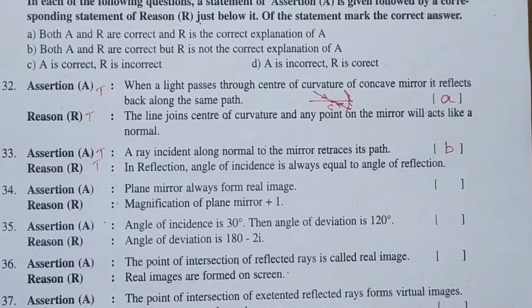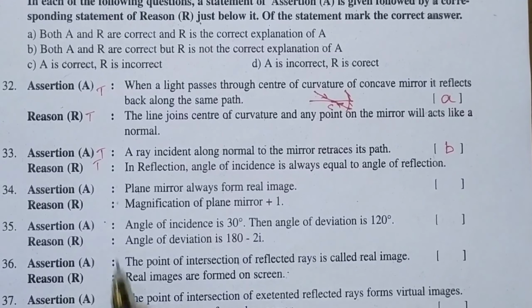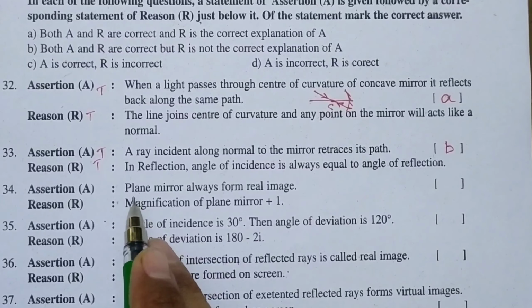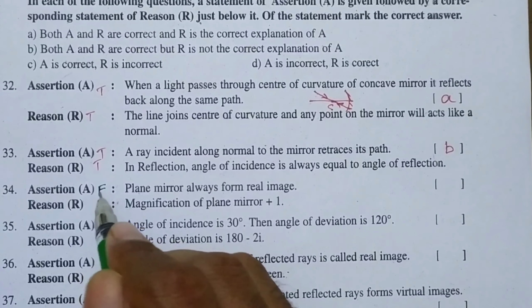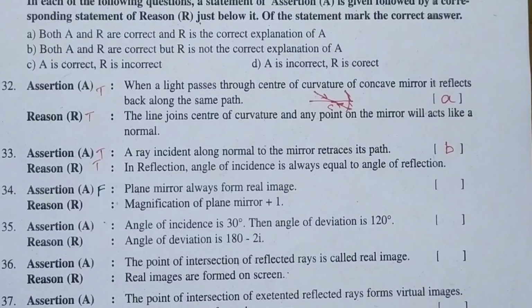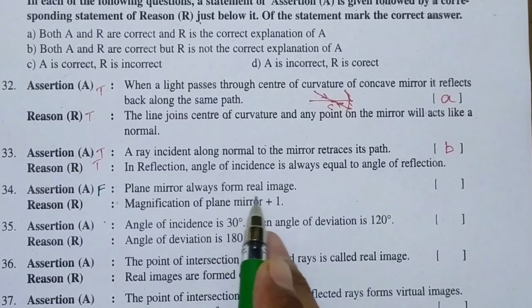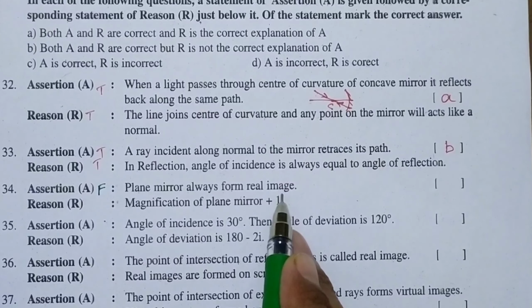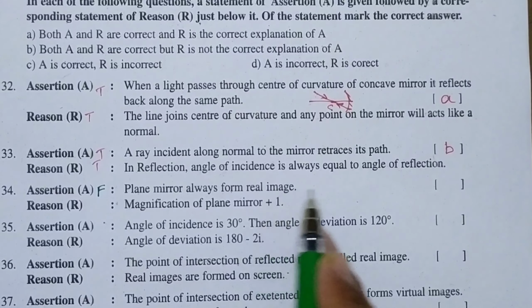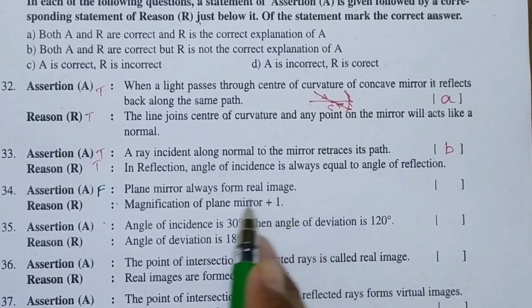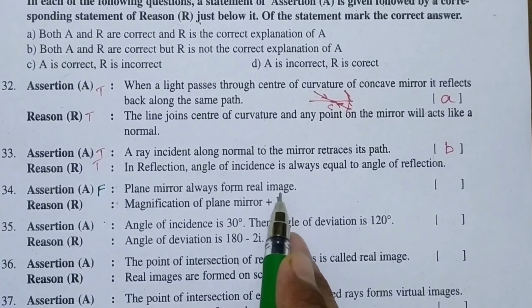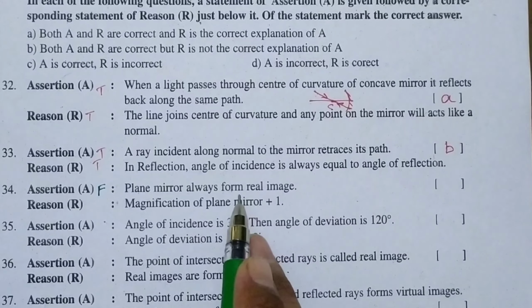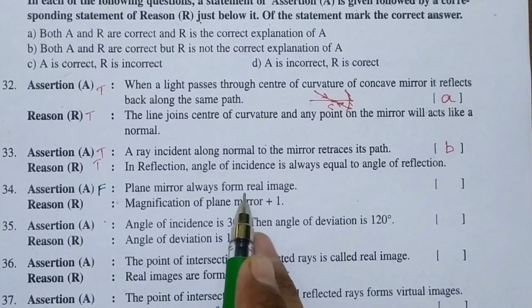Now let us see question number 34. Assertion given as, plane mirror always forms real image. This is false. Plane mirror always forms virtual image. But here there is a certain condition. So here it is given that plane mirror always forms real image. That is false. Actually plane mirror will give always virtual image.